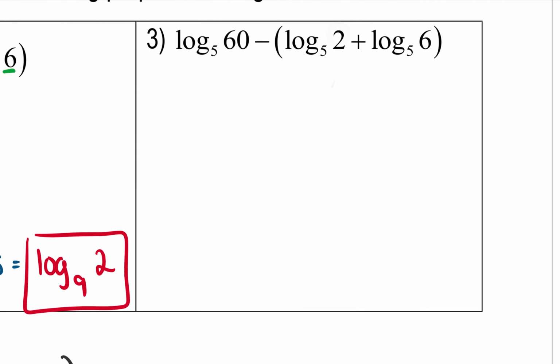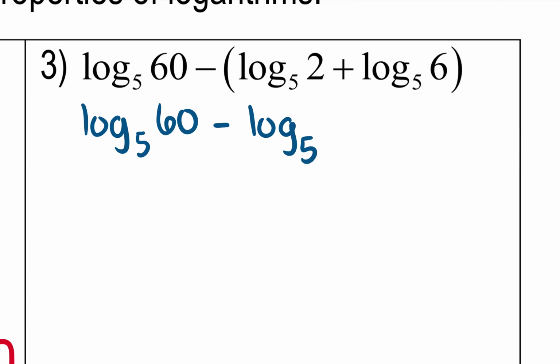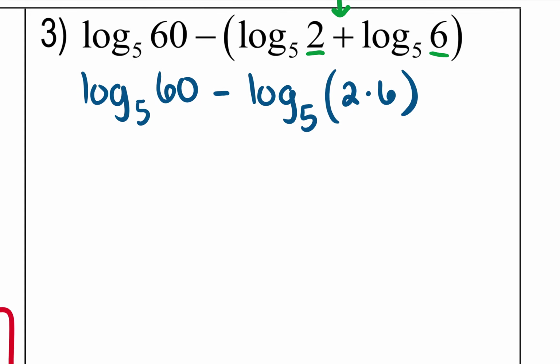Alright, number 3. So again, I have a minus and a plus, but I have to do parentheses. So I'm going to go ahead and just write log 5 of 60 minus, okay, then these two condense to log 5. And again, I have a plus, so that's times, so 2 times 6. Now if you just want to write 12 because you don't want to show all your work, that's fine. I can just write log 5 of 12. I'll know what you did. But I'm going to go ahead and show the work just for those that need it.